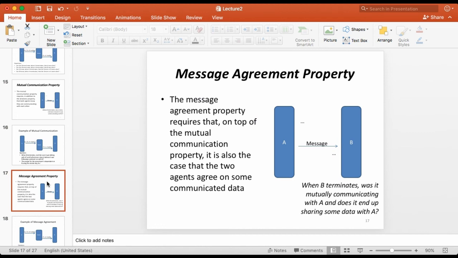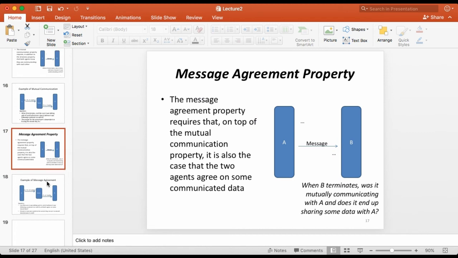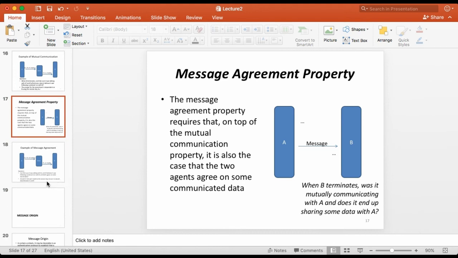Now, finally, we have what we call the message agreement property, and in this case, it's an additional requirement on top of the mutual communication property, which states that not only you must be sure that the other side is alive and that the other side knows it's talking to yourself, but also that you two end up agreeing on some common data, or some shared data. Often that shared data will be some kind of key that you use in future communication.